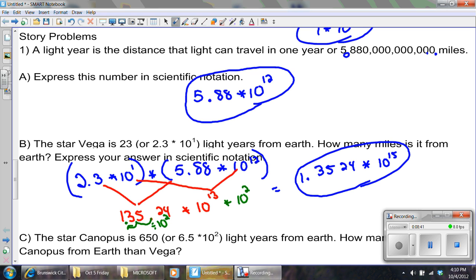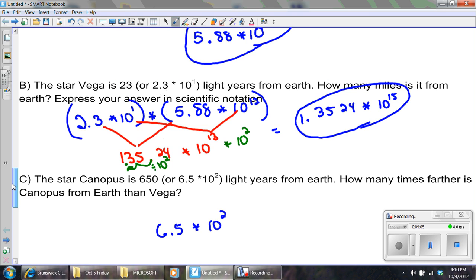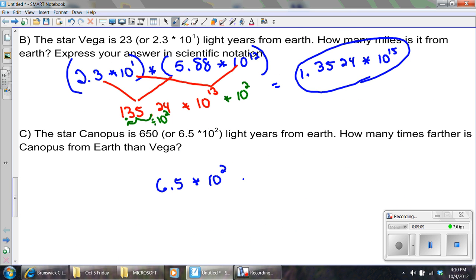Okay, monstrously large. All right, now, last question, and then we'll wrap it up. The star Canopus is 650, or 6.5 times 10 to the 2nd light years from Earth. How many times farther is Canopus from Earth than Vega? Well, how many times more? That's a division problem. So I'm going to take that number and divide it by the 2.3 times 10 to the 1st.